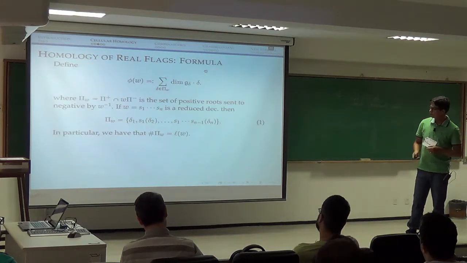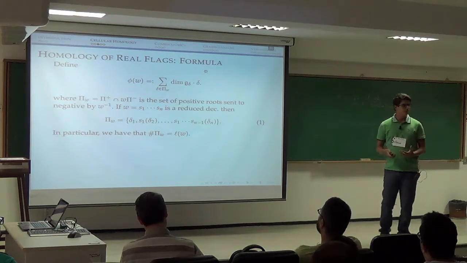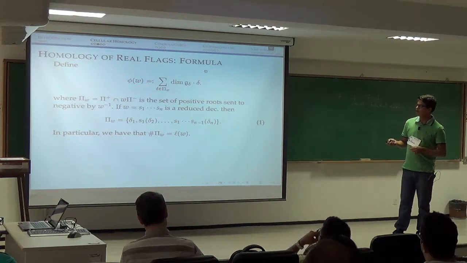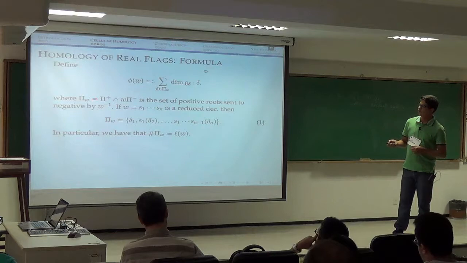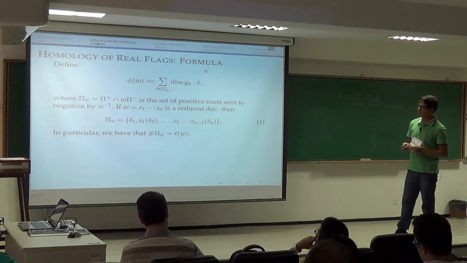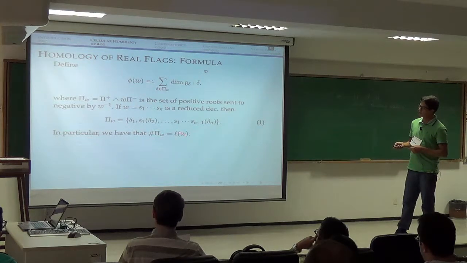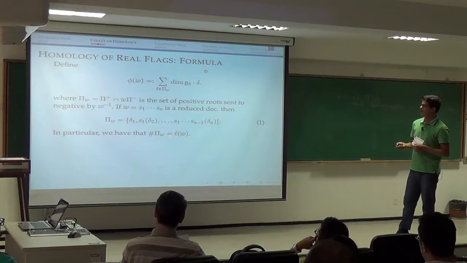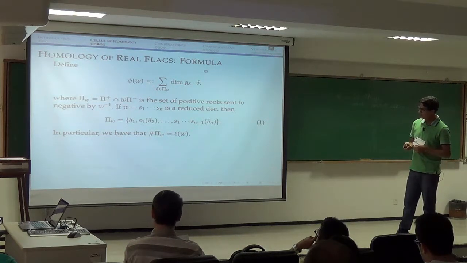So there is a formula to compute these coefficients. I will talk about this now. We start with this phi of W, which is a sum of the roots of this set P of W, which is the set of positive roots sent to negative by W to minus 1, the inverse of W. There is a formula for these roots, and the cardinality of this set is equal to the length of the permutation.